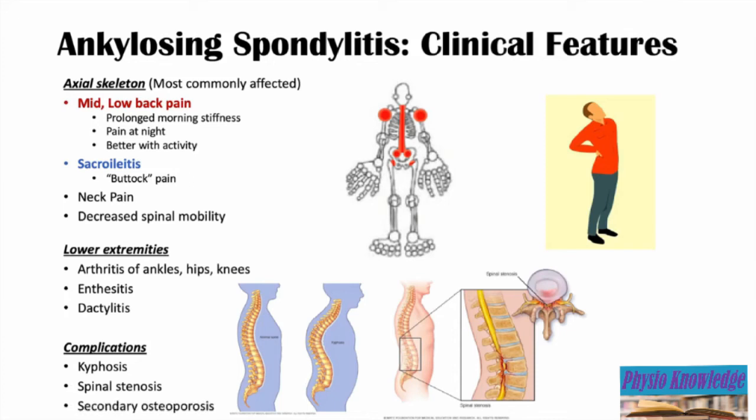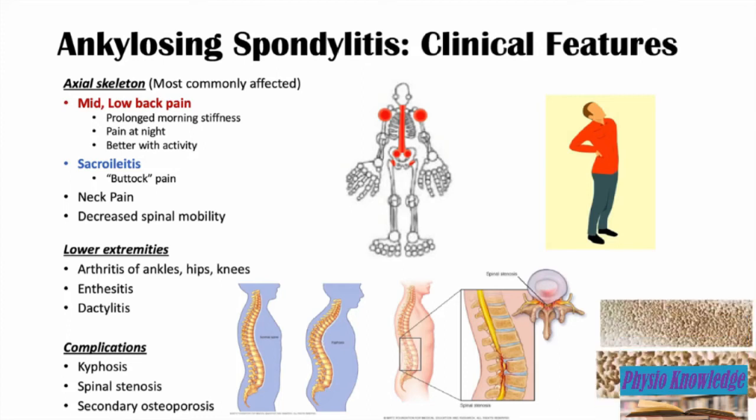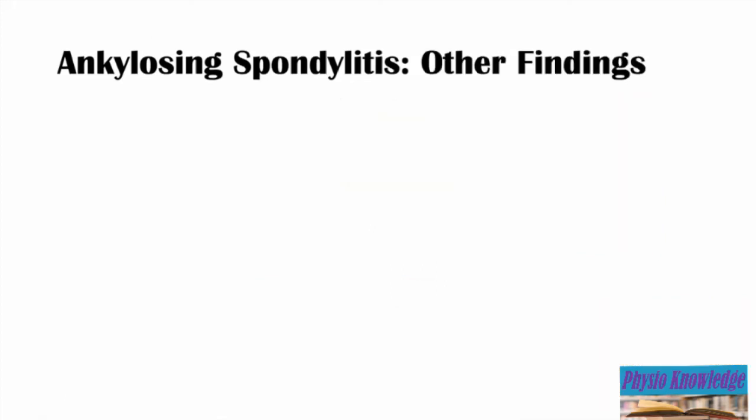And another complication is secondary osteoporosis. Because of all that inflammation and some of that remodeling we talk about, we can lose some of our bone density. So the bones can be more porotic or have osteoporosis. If we look at a normal bone here compared to osteoporosis, we can see the pores are enlarged in osteoporosis. What are some other findings?